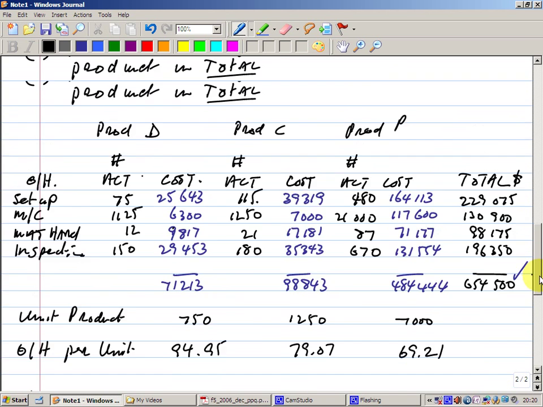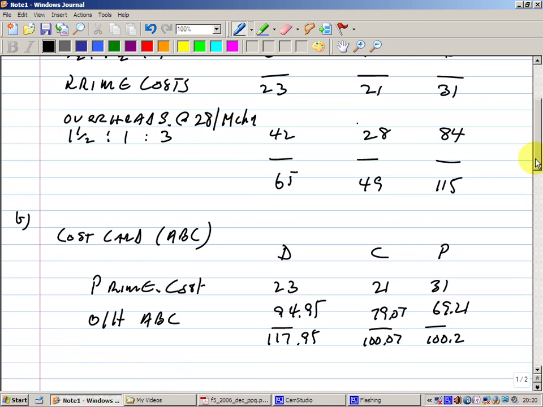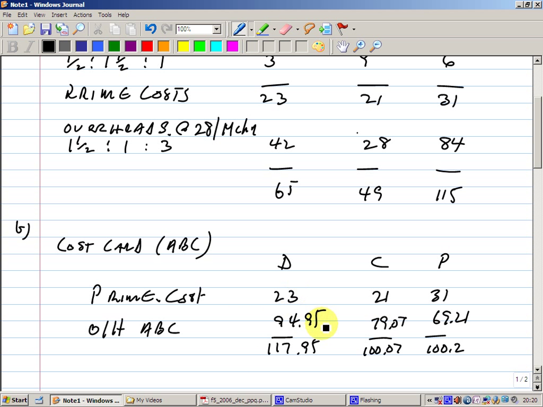What we can do with those is bring them back to our cost card. So here's the cost card. Prime costs are the same, and so we just put them in at this particular point here. So that gives us the new costs, and you can see that the costs are quite different.